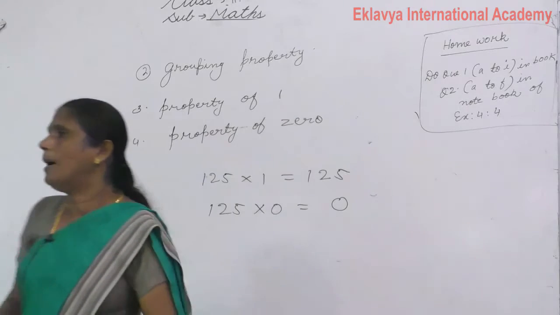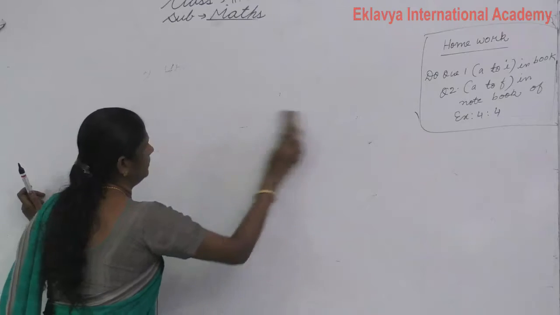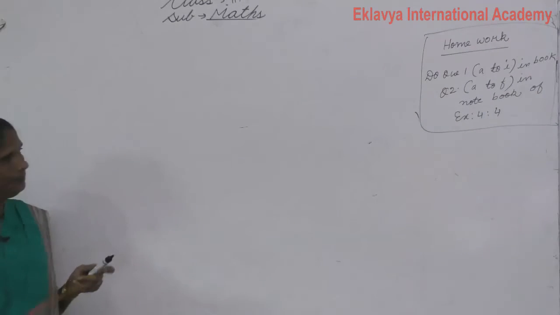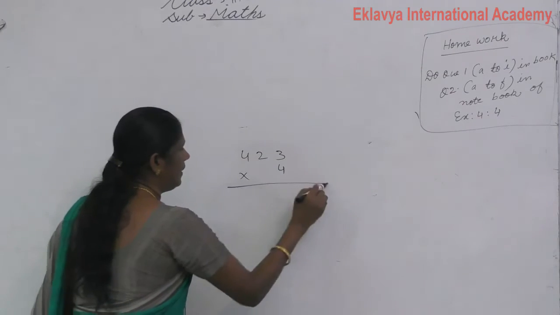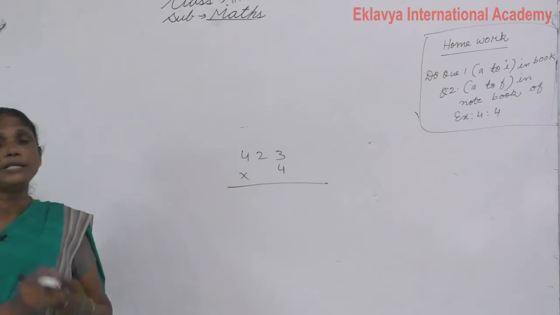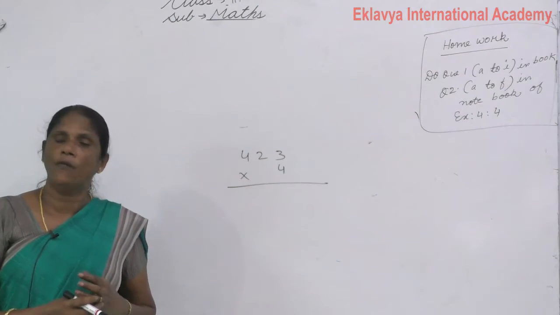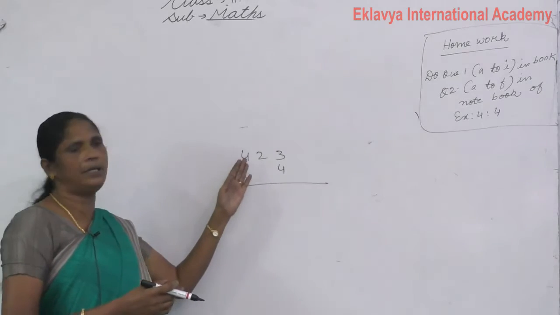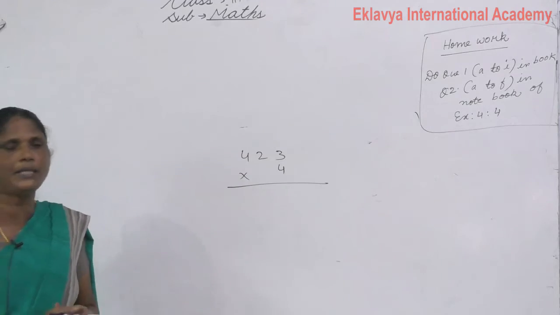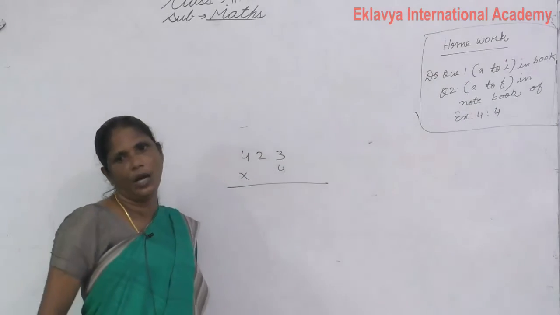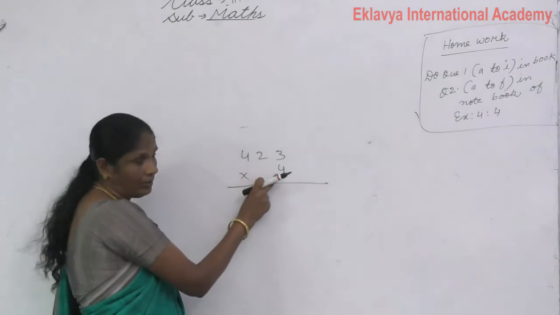Now we multiply by a 1 digit number. 423 multiply 4, a 1 digit number. We start with the ones place, that is the right hand side of our work. Listen.